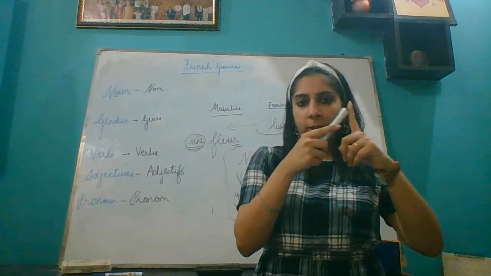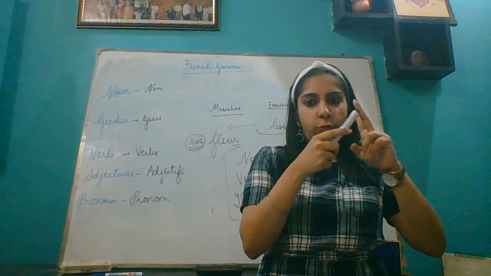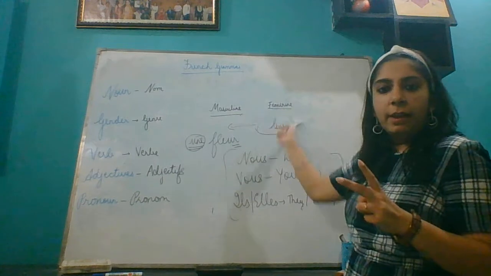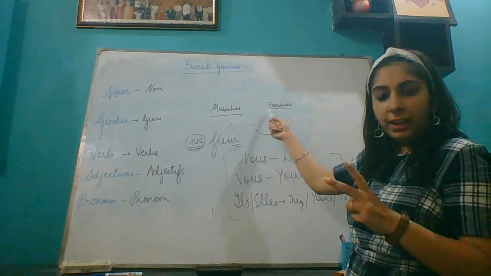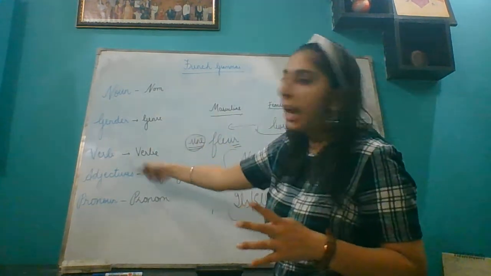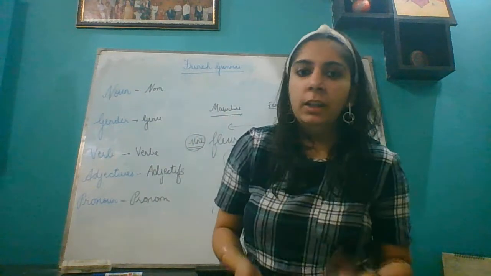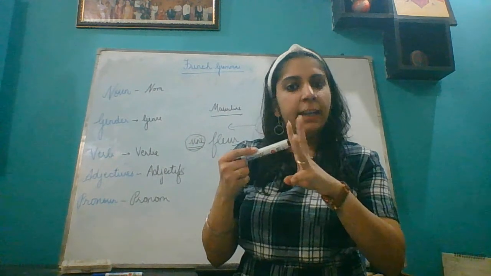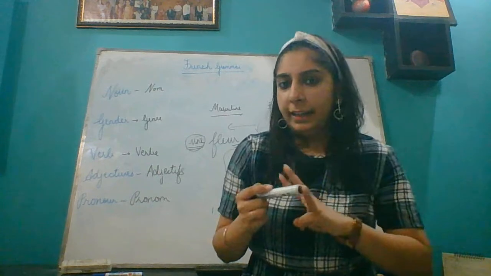Noun was a naming word for an object. Then we have gender. Gender was masculine, feminine. Simple rule: nouns that end with E are feminine, but there are exceptions to it. Then we had verb. Verb is an action word. You will learn different categories of verb, but the three categories are ER ending, IR ending, RE ending.